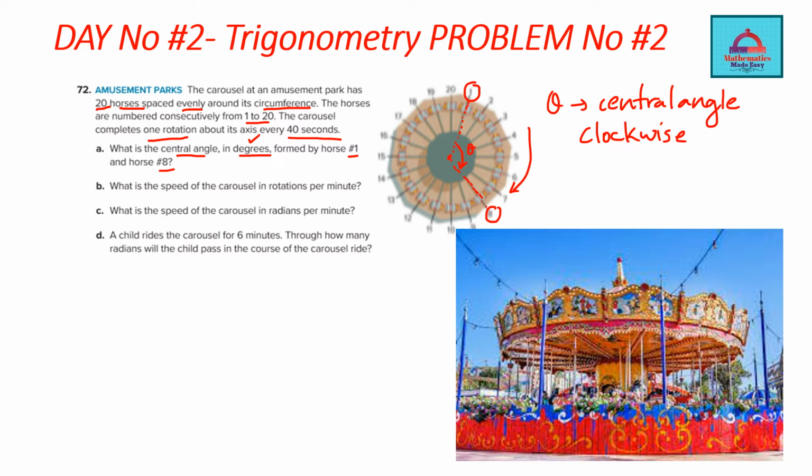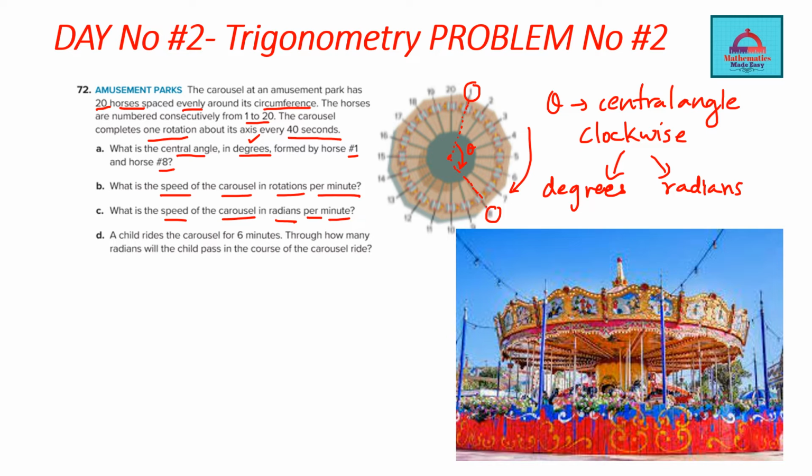That's A part. B part says, find the speed of the carousel in rotations per minute. So you need to find the speed, and the unit has to be rotations per minute. Then you find the speed of the same carousel, but this time the unit is different, so you need to find it in radians per minute. Remember, for theta, for the angle, you have two units. We've talked about this before. One is degrees, one is radians. In fact, in the previous video, we have also seen how we do the conversion, correct? So what is the speed of the carousel in radians per minute? This is the unit given to you.